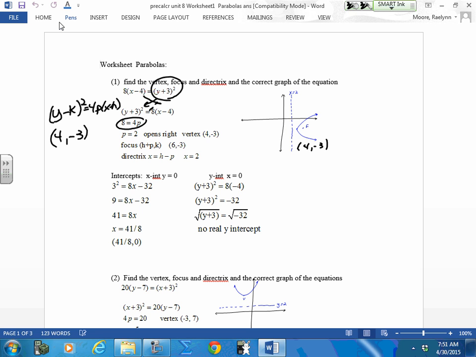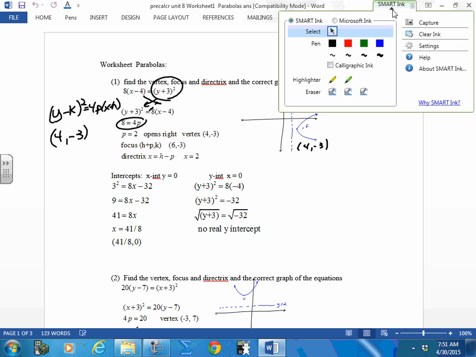It opens sideways because it's Y squared. If P is positive, it opens towards the positives. If P is negative, it's going to open towards the negatives. It's kind of like going to encompass the positives or encompass the negatives. Think of it that way. Same when it opens up and down. If it's positive in an X squared, it's going to open up towards the positives. It's going to open down towards the negatives. Okay? That's really important because otherwise everything is off.